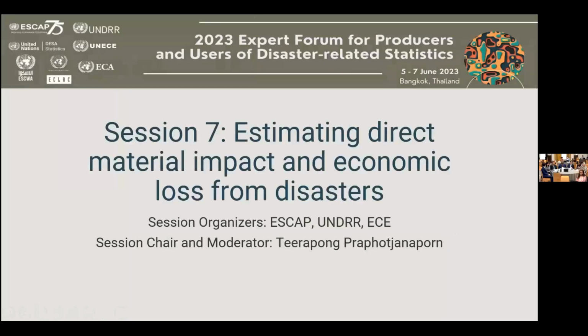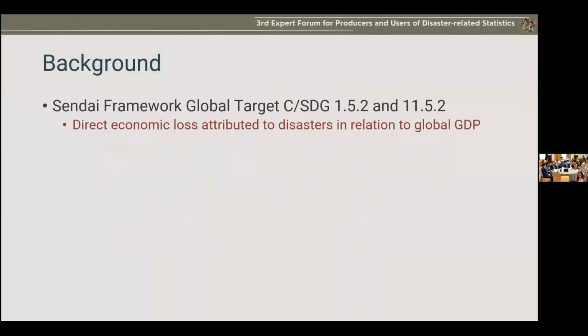Just in terms of the background of this session, as we all know, the Sendai Framework Global Target C, SDG 1.5.2 and 11.5.2 call for information on direct economic loss attributed to disaster in relation to global GDP. So this is the indicator that all countries are asked to measure and also report to the Sendai Framework and the SDGs. The question comes, how do we go about measuring this information?